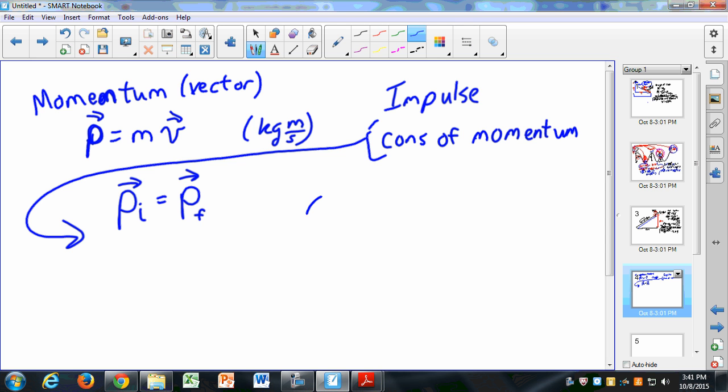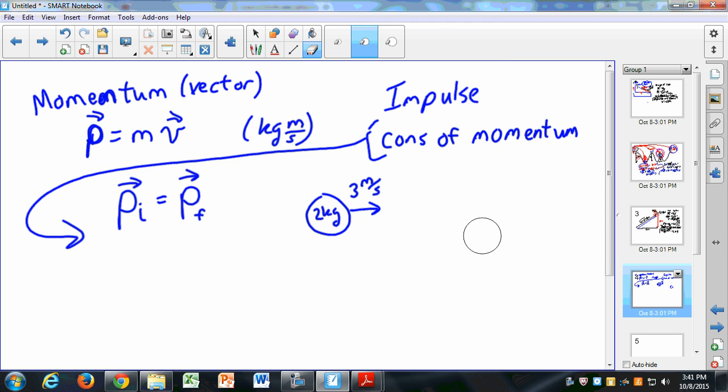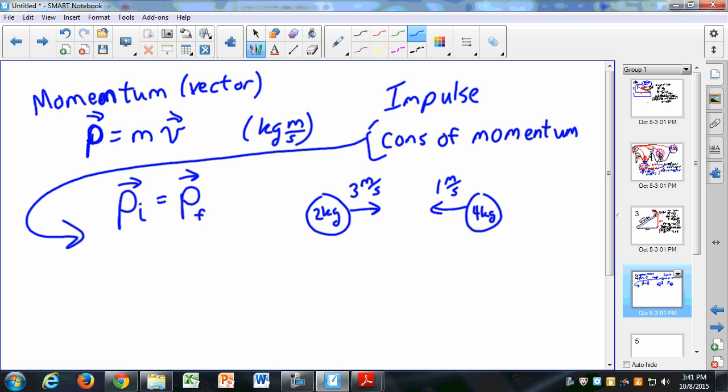So let's say, for example, I have two objects. I have a ball that is 2 kilograms, and it has a speed of, I don't know, 3 meters per second. It's going in that direction. And then I have another ball, we're going to do 1D, of another ball that's going in this direction. Let's say it's 4 kilograms, and it's going at 1 meter per second. What I want to know is what happens to these after they collide. So they're going to come together and collide.